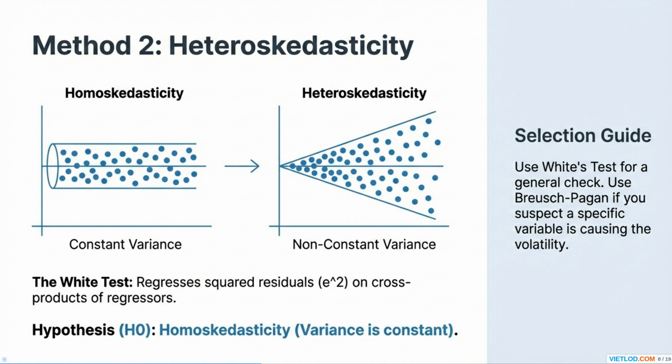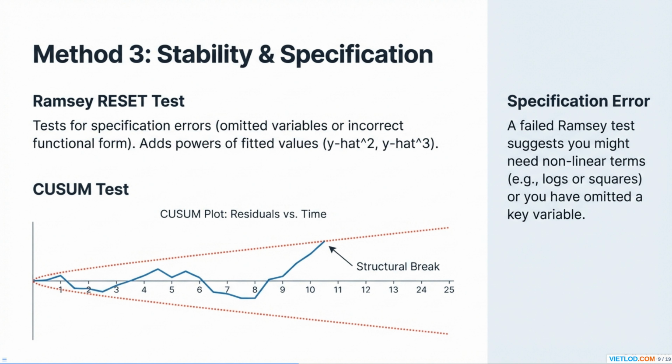To formally test for this, we commonly use the White test. This general test involves regressing the squared residuals on the original regressors, their squares, and their cross products. The null hypothesis for this test is homoskedasticity, meaning the variance is constant. If the p-value from the White test is less than 0.05, we reject this null, concluding that heteroskedasticity is present. While White's test is excellent for a general check, if you have reason to suspect a particular variable is driving the varying volatility, the Breusch-Pagan test might offer more targeted insights.